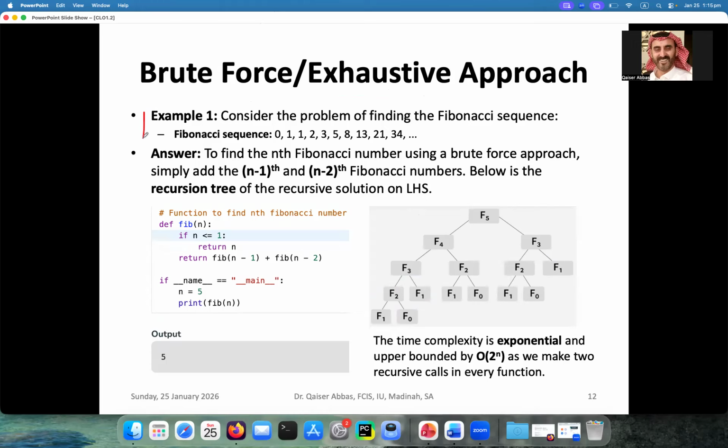Now, example 1. What is the question? Consider the problem of finding the Fibonacci sequence. We are still with that same problem, so that you will not feel difficulty. Initial two numbers are given, and then the next numbers you get after adding the previous two. This formula, we know that. So the question is: design an algorithm using a brute force or exhaustive approach for this problem.